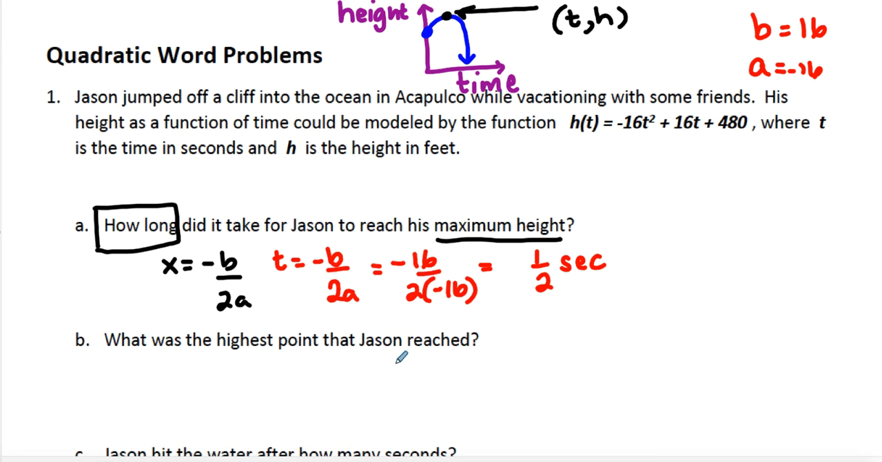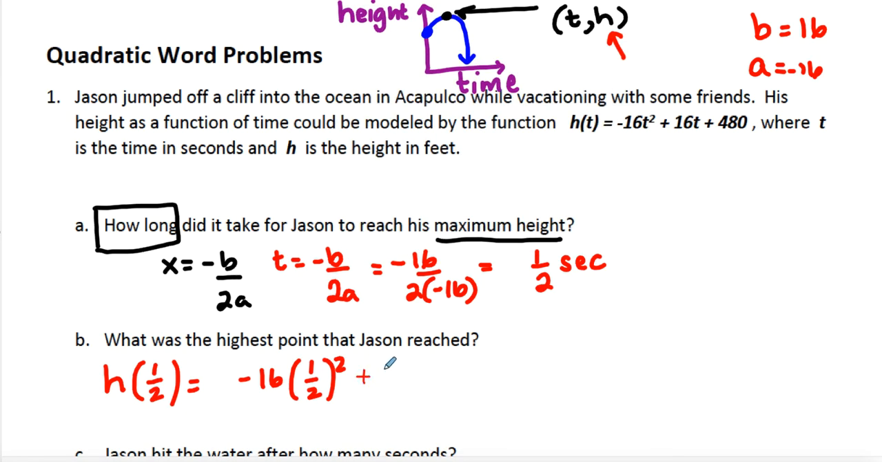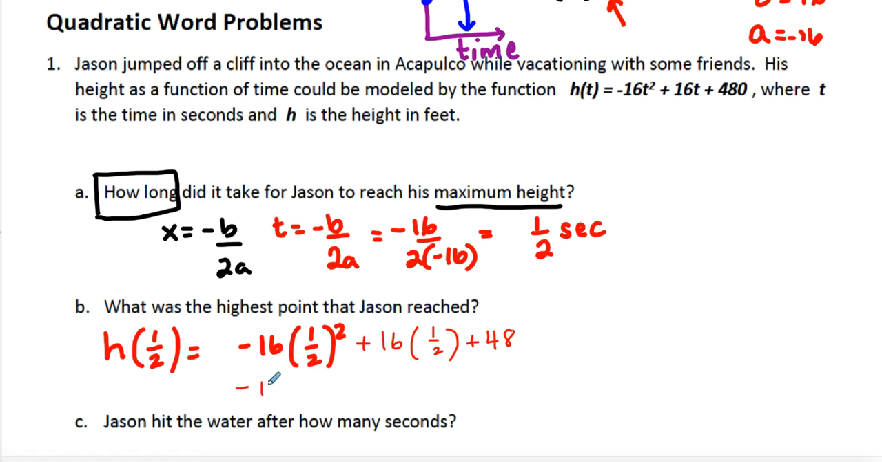What was the highest point that Jason reached? Okay, so that's asking me for the height, the maximum height, which is the y-coordinate of the vertex. So we plug in our x to find our y. So in this case, we find h at 1/2. So that's going to be negative 16 times 1/2 squared, plus 16 times 1/2 plus 480.